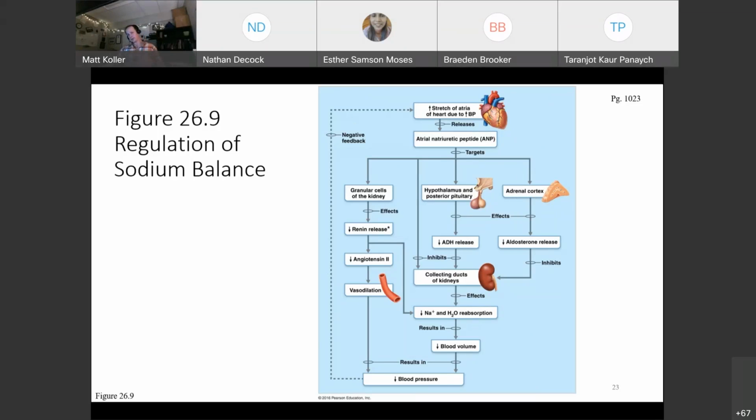decrease in stretch. It also affects the hypothalamus and pituitary gland, decreasing antidiuretic hormone, which has an effect on the kidneys, decreasing sodium and water reabsorption, decreasing blood volume and blood pressure. ANP also has an effect on specific cells in the kidney, decreasing renin release and decreasing angiotensin II. You get opening up of blood vessels and a decrease in blood pressure. So the whole point is we want to decrease the pressure.